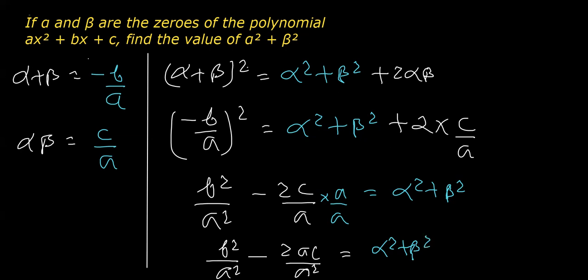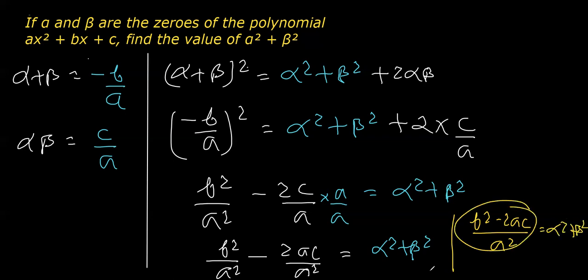So in the final step, on simplifying this, we get b square minus 2ac over a square. And that is the value of alpha square plus beta square, which we had to get in this question.